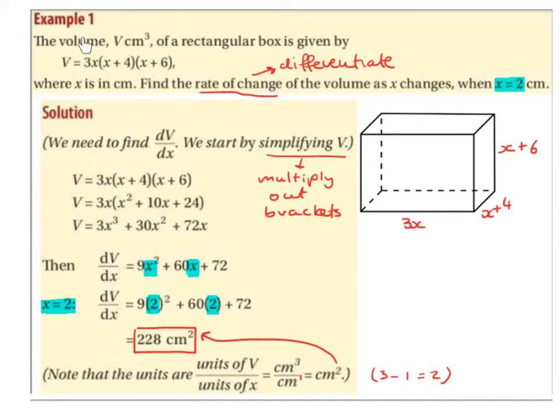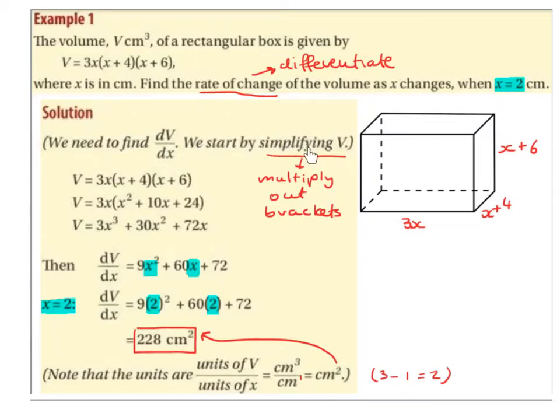Example: the volume, V centimeters cubed, of a rectangular box is given by V equals 3x times x plus 4 times x plus 6, where x is in centimeters. Find the rate of change of the volume as x changes when x equals 2 centimeters. So when we hear rate of change, we want to think differentiate. So we need to find dV dx, the derivative of the volume with respect to x.